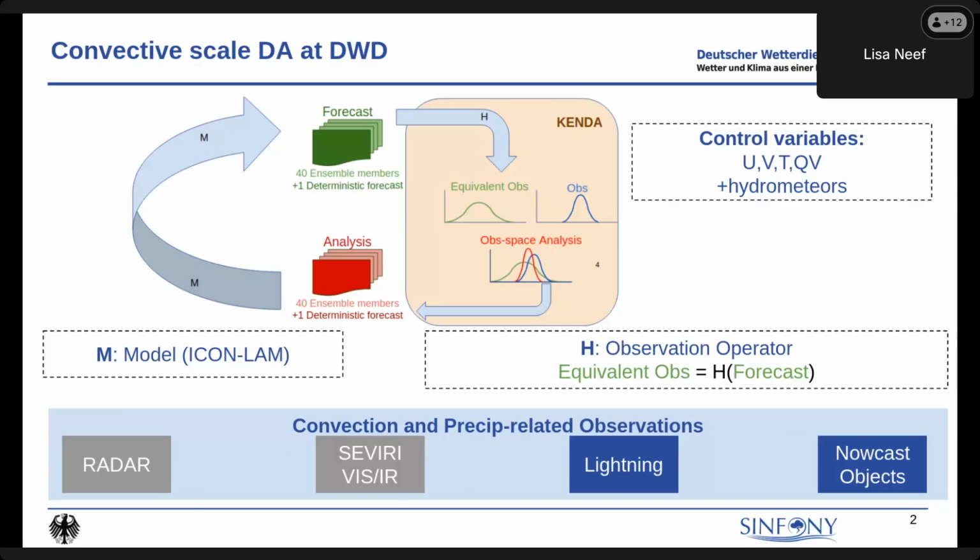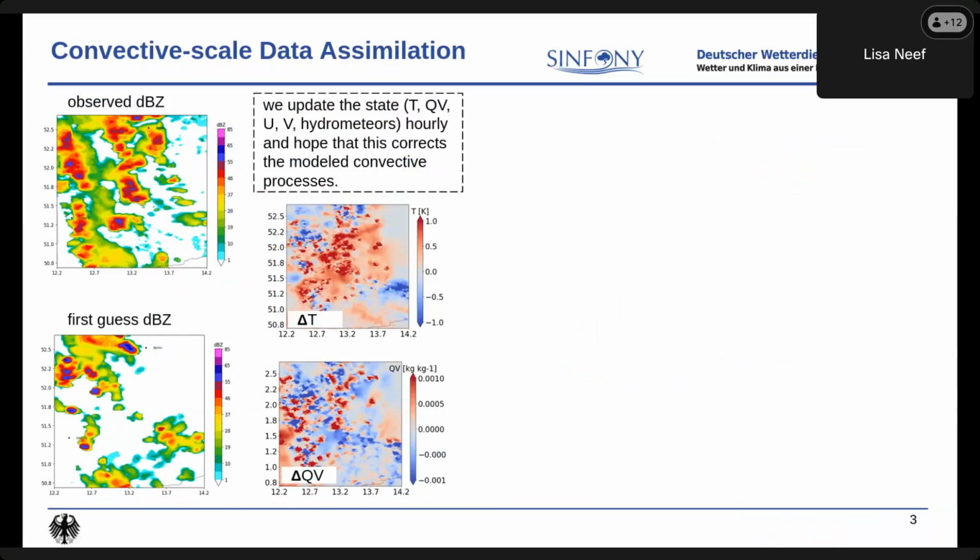In several ways it's an improvement of the previous system, but one way is that we are attempting to bring in more observations of convection and precipitation. Two types of observations that are already running are, of course, 3D radar scans and infrared and visual wavelengths from the SEVIRI instrument. And what I'm working on, which is still in progress, is lightning flash rates and objects. So what on earth is objects?